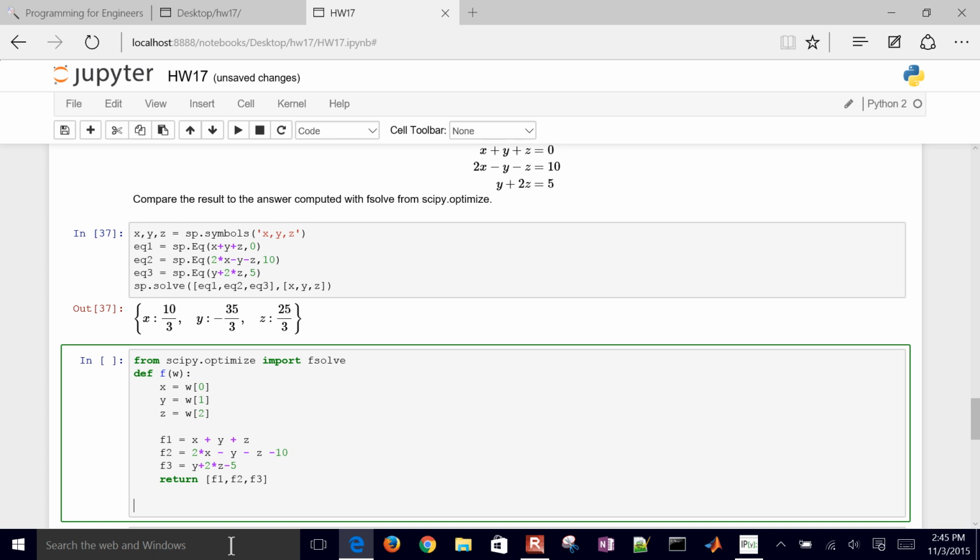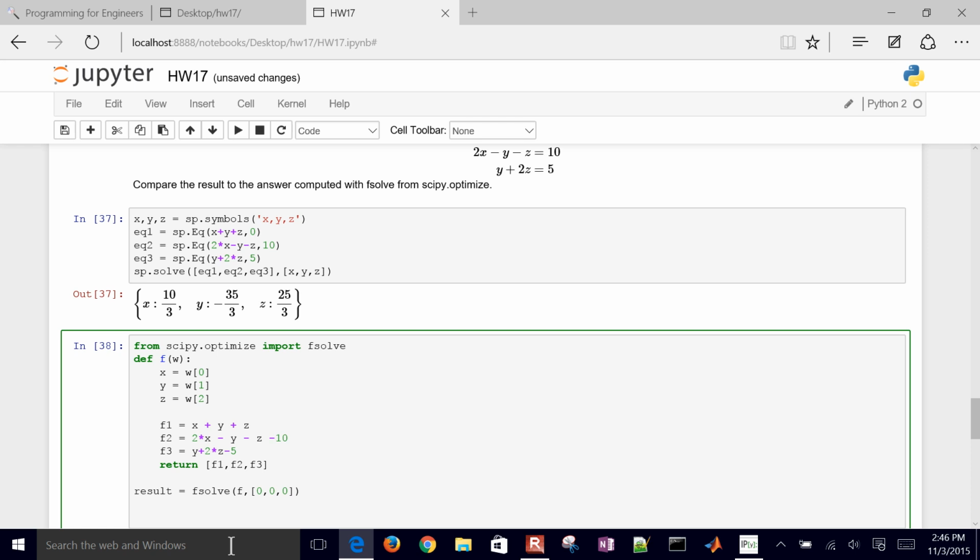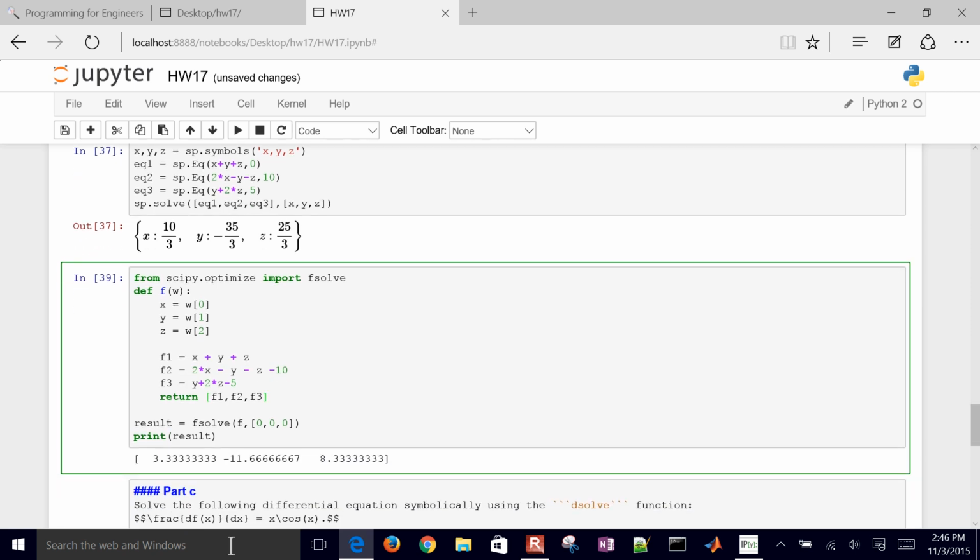Okay, so there's my function that I can evaluate, and then I can just get a result, which is fsolve, and I'll say that I'm going to use function f. Give it some initial guesses here, just zeros. And then if I solve that, I can print the result. Okay, so that gave me the same answer.